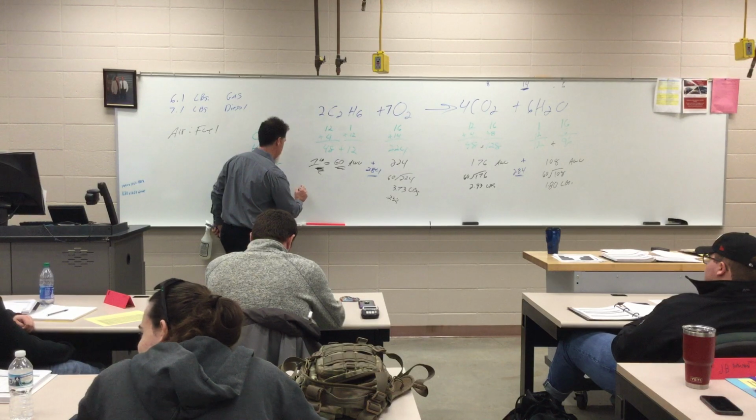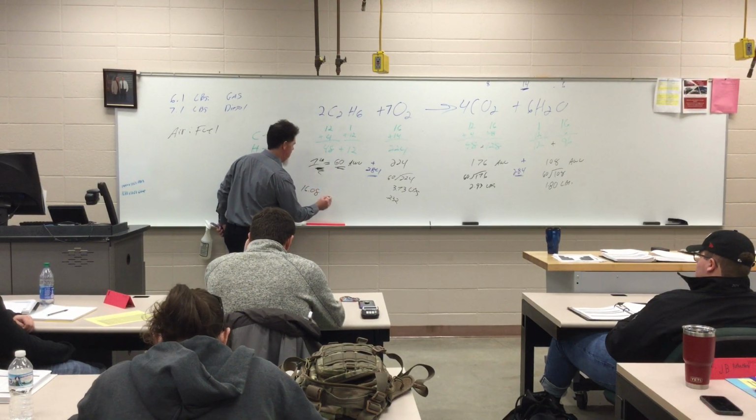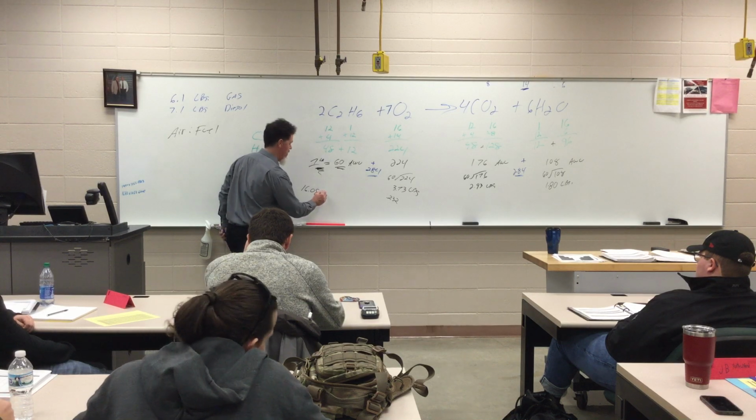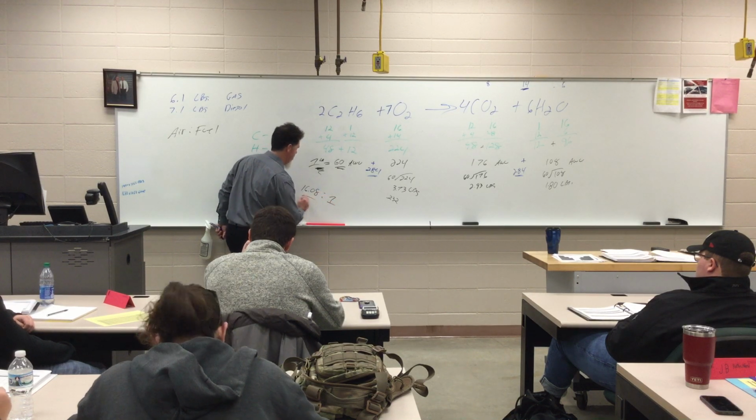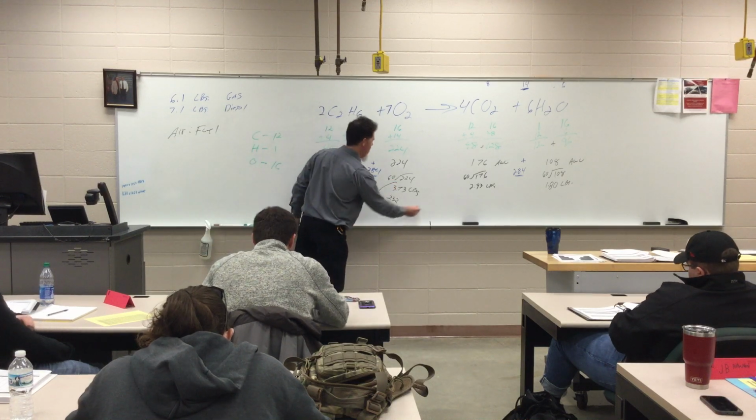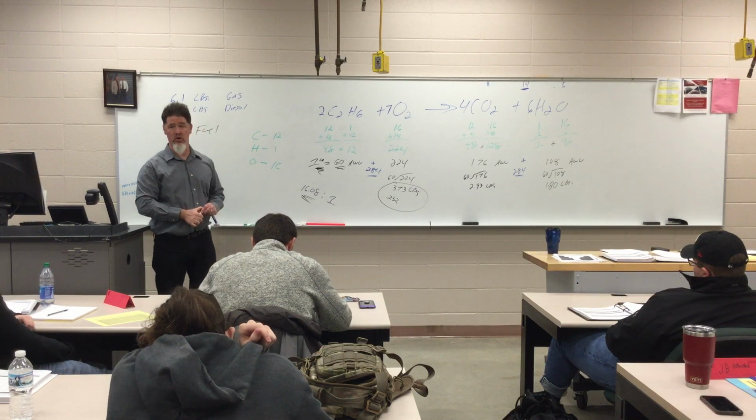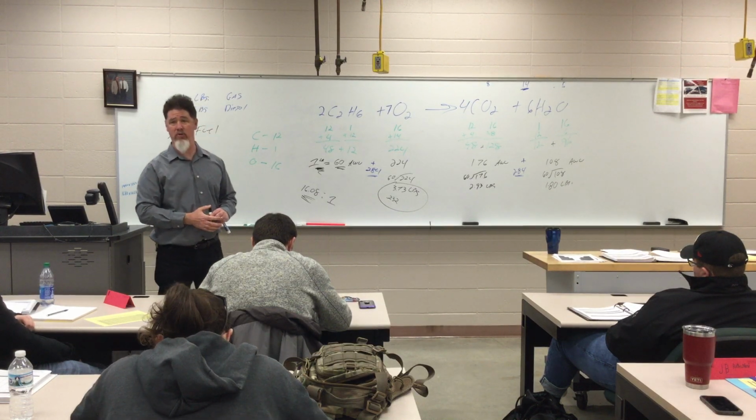So 16.08 is the air-fuel ratio. The key is you take this number, whatever you get right there, and divide it by 0.232 to come up with your stoichiometric ratio.